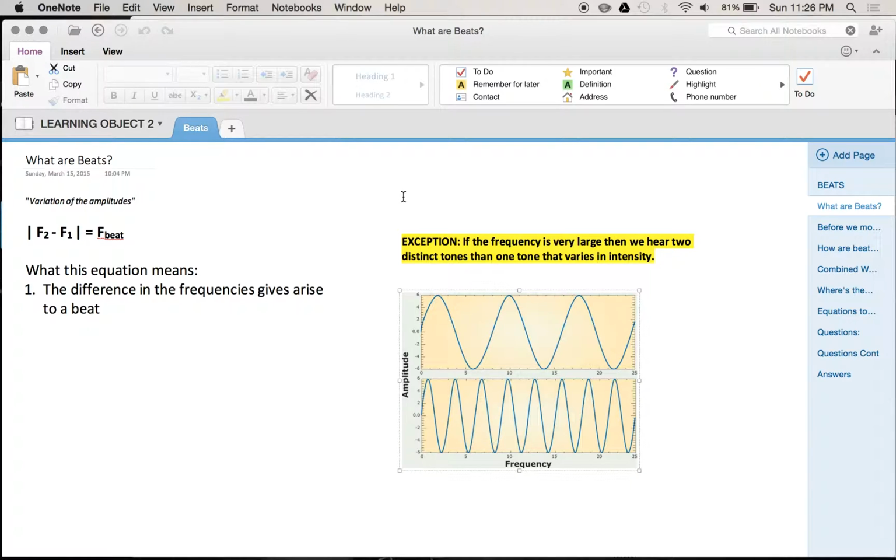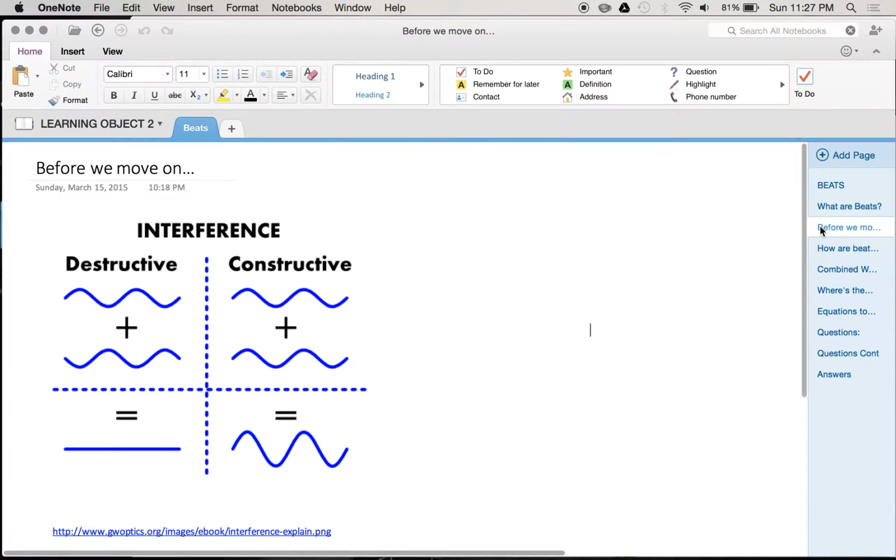However, there's an exception. If the frequency is very large, then we hear two distinct tones and one tone that varies in intensity. So, for example, you're whispering and you also have someone using a jackhammer. Well, you're gonna hear two distinct tones. Maybe you can hear a little bit of the whispering and the jackhammer, not one tone that has a different intensity. I hope you understand what I mean by that. It can be two very loud things.